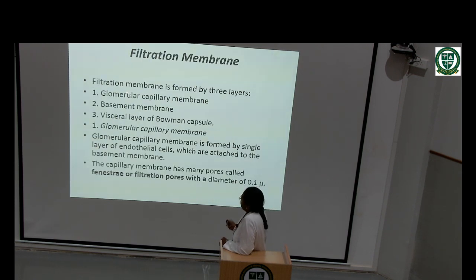Then the filtration membrane, as I told before, consists of the glomerular capillary membrane, basement membrane, and visceral layer of the Bowman's capsule. The glomerular capillary membrane is formed by a single layer of endothelial cells which are attached to the basement membrane. The capillary membrane has many pores called filtration pores with a diameter of 0.1 microns.